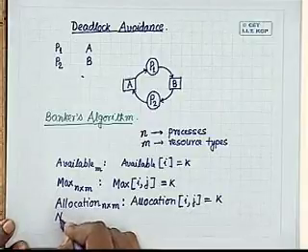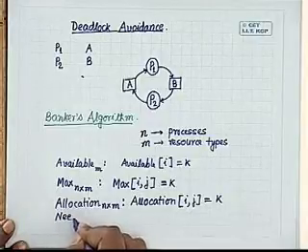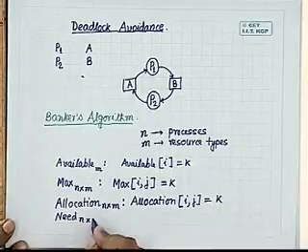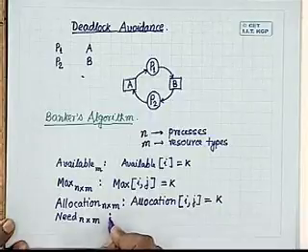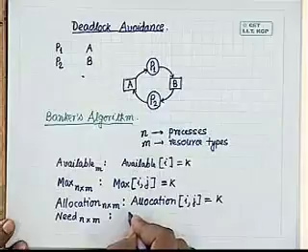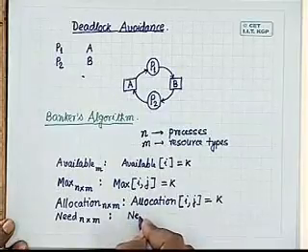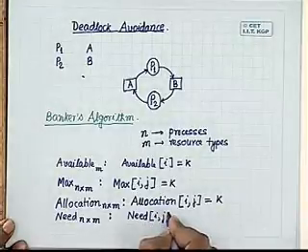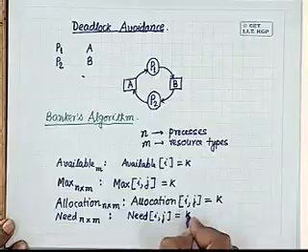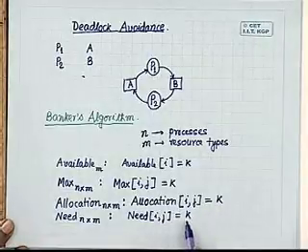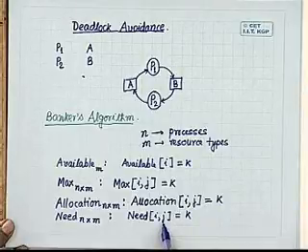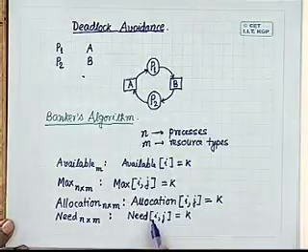which is called need. Need is again a matrix of dimension n by m, and this indicates what is the future requirement of different processes. So, if I say that need ij is equal to k, that indicates that k number of instances of resource type rj will be required by process pi in future.